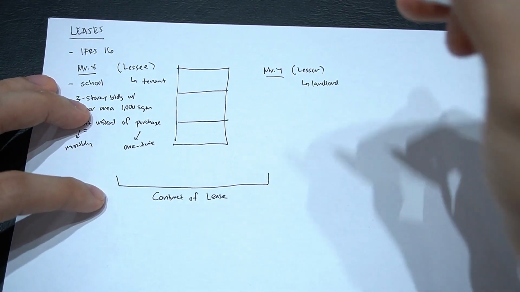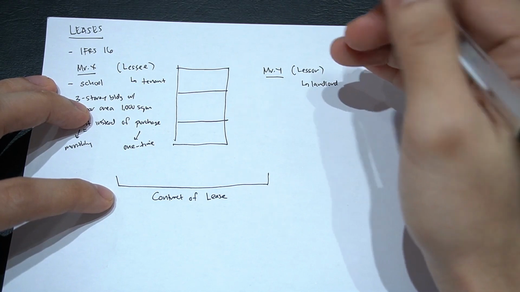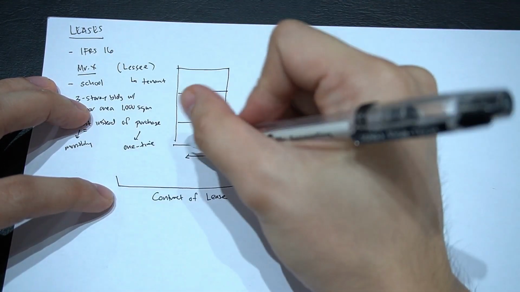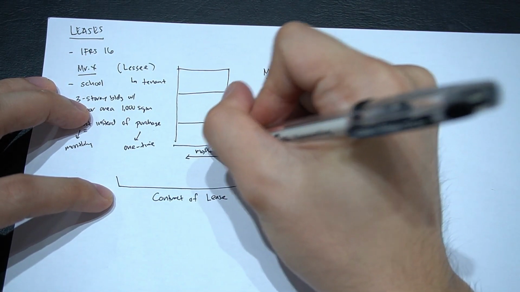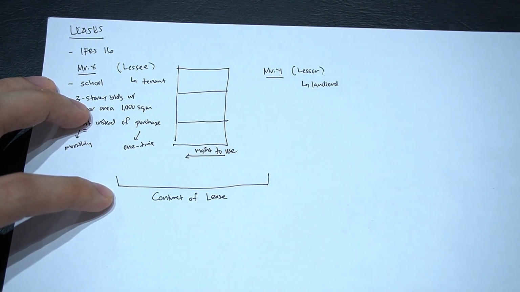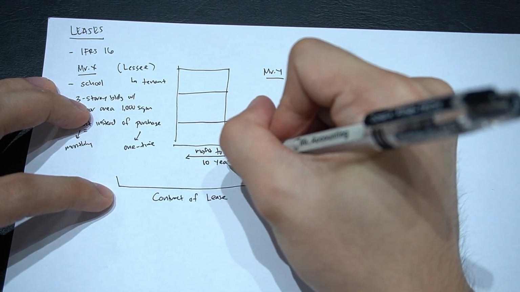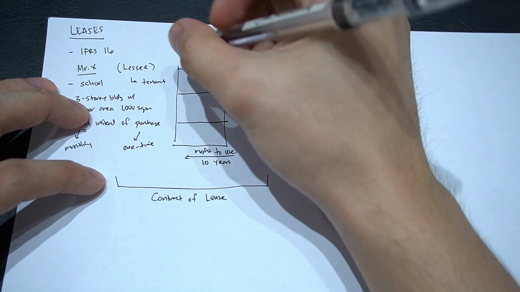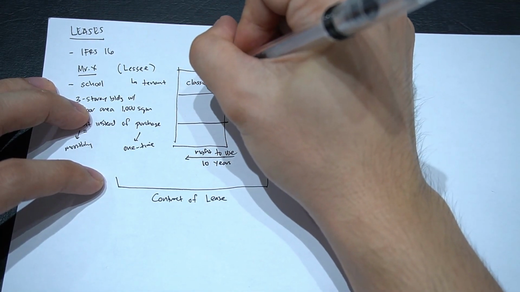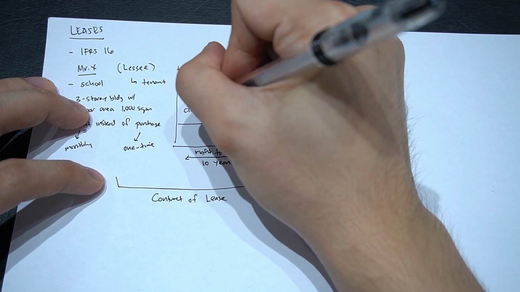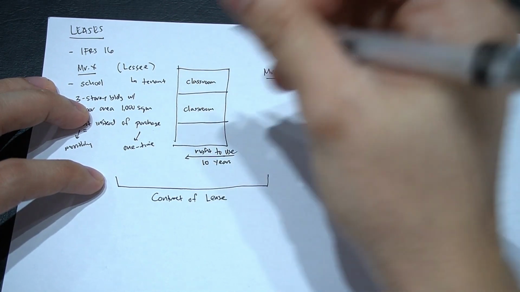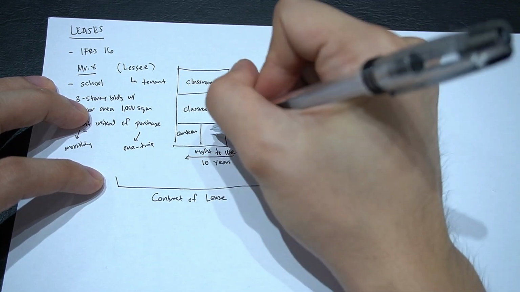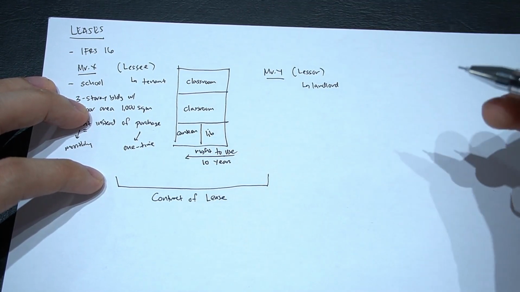Okay? So, in a contract of lease, si lessor, Mr. Y, bibigyan niya si lessee, Mr. X, ng right to use the asset. Okay, let's say for 10 years. So, ibig sabihin, si Mr. X, pwede niyang gamitin yung building. Let's say, ang plano niya yung 3rd floor gagawin niyang classroom. 2nd floor is also a classroom. And then, 1st floor, let's say, yung isang portion, canteen. And the other portion is library.